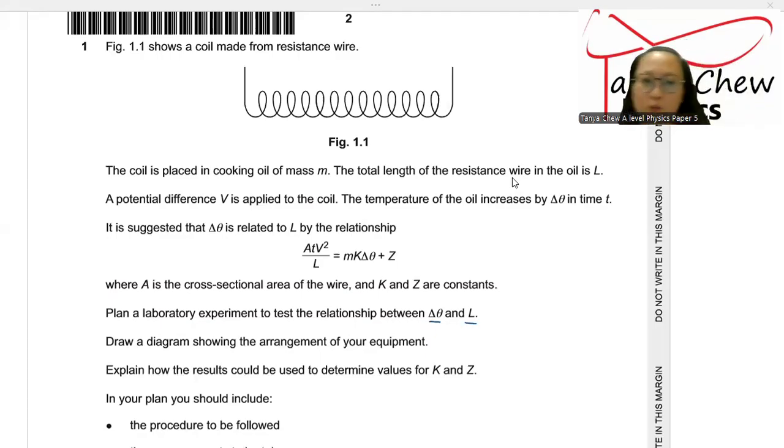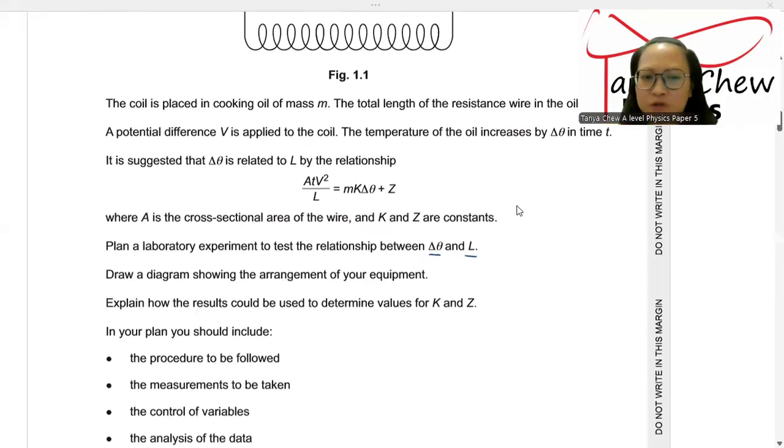But I'm going to modify the equation first, just to see what kind of graph I'm supposed to plot. Because I have to determine the values of k and z, of course I need to relate to the gradient of the graph and the y-intercept of the graph. This is all about math. Let us do a little bit of math here.